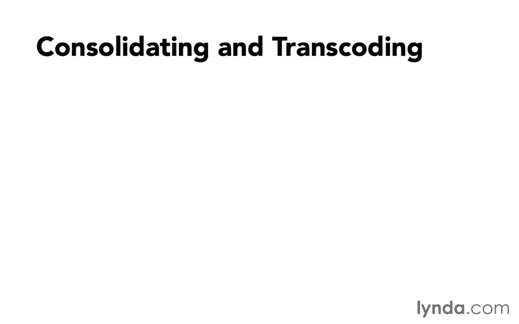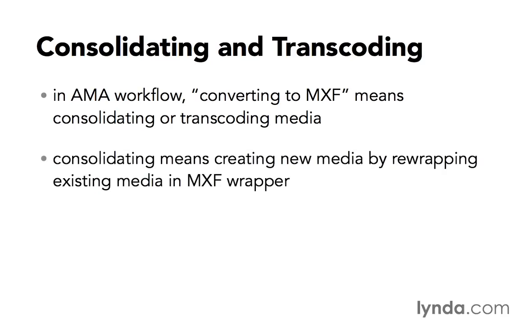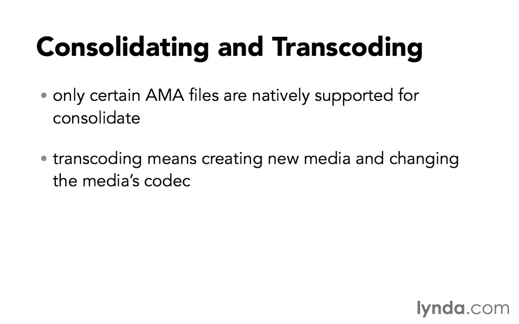Finally, when I say convert to MXF files, what this primarily means is taking your AMA files and either consolidating or transcoding your media. Consolidate simply means that I'm rewrapping the existing media in an MXF wrapper, putting it in the Avid MediaFiles folder on my drive. And only specific files are natively supported to consolidate. Transcoding means that in addition to creating new media, I'm actually changing the codec of the file to one of the format and resolution options within Media Composer. Your transcode options range from uncompressed to highly compressed.